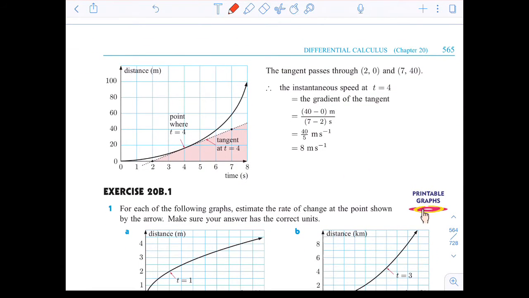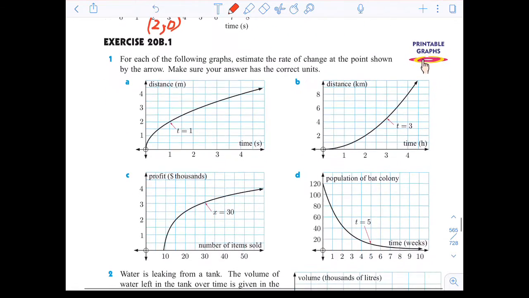The tangent line passes through 2 spots, so we have an endpoint here and an endpoint here, and we can use the slope of those 2 endpoints once we've drawn that tangent line to find the slope. As we said, we have 7 and 40, and over here we have 2 and 0. That's where we get the 40 take away 0 over 7 take away 2. Working our way through, we find out that right at that spot we're traveling at 8 meters per second. So that's the first way that we can find the slope of the tangent line if we have a grid, and that's what we're going to look at, the ones down here.